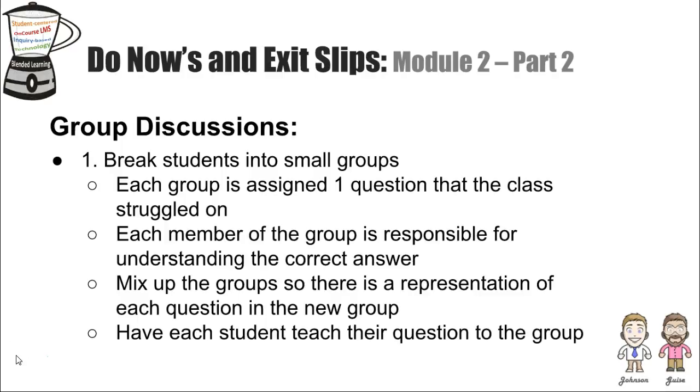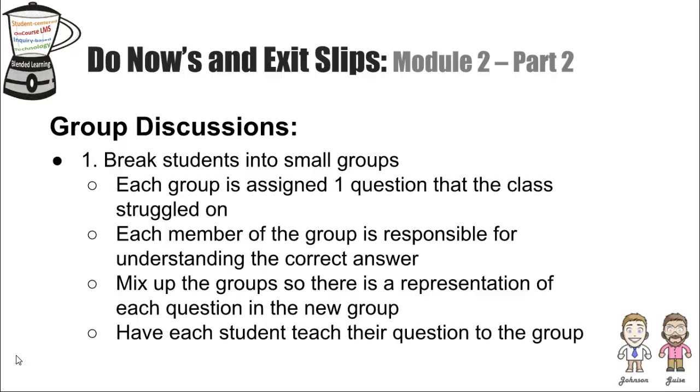One of the best ways that I most enjoy getting kids to have productive discussions is to break them into small groups and assign each group one question that the class struggled on. Each member of that group would be responsible for understanding the correct answer, and also for being able to explain it and give supporting details why that is the correct answer. Once each student can do that, I would walk around as a teacher, make sure that each group has the right answer and is able to explain it, and then I would mix up those groups so there's representation of each question in each one of the new groups.